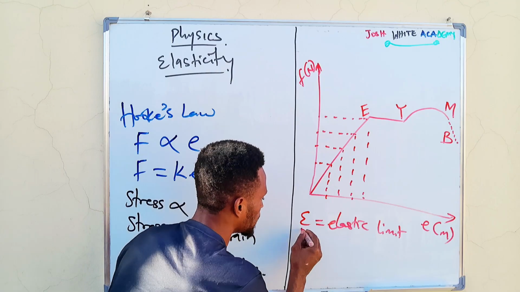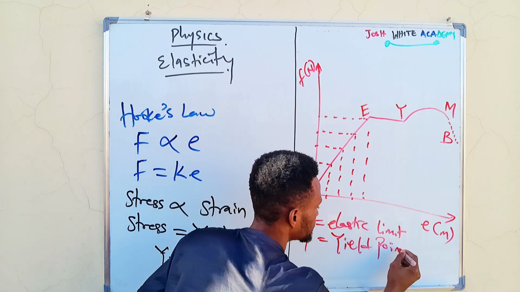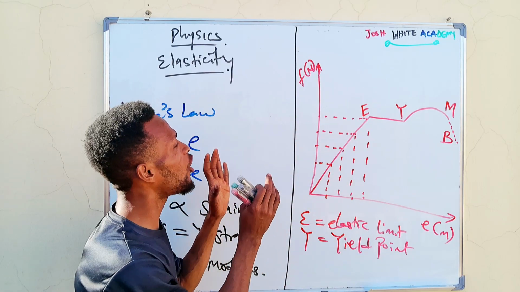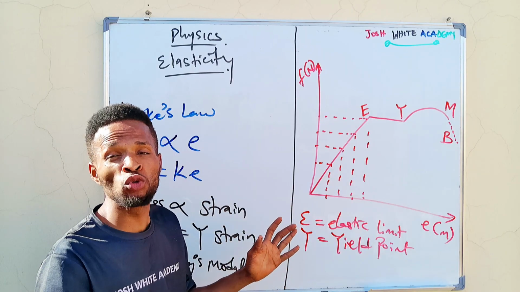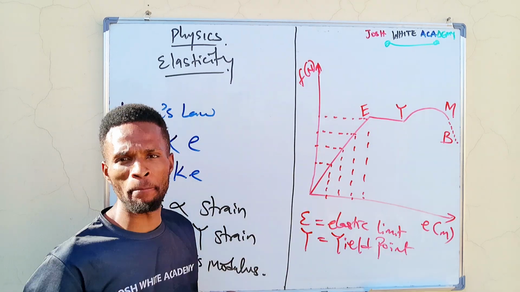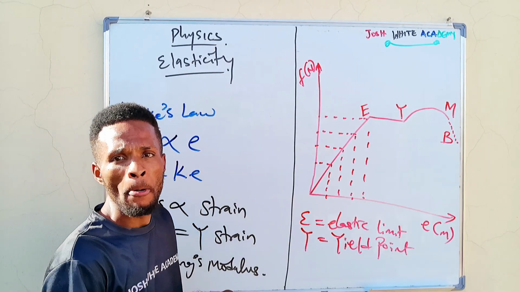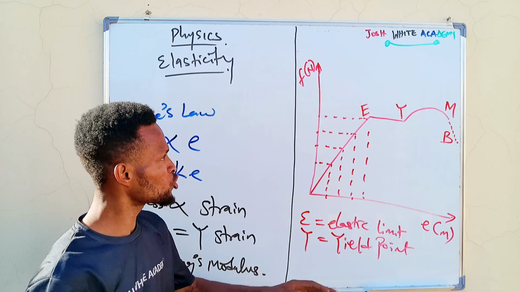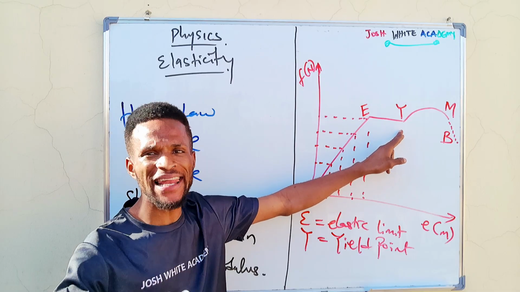Then we now have the Y. The Y is called the yield point. At this point, that object, even if the force is released, will no longer return to its original size or length. The object behaves like a plastic. Little force causes higher or more extension, like that of a plastic. So we call that the yield point. That object is no more elastic.